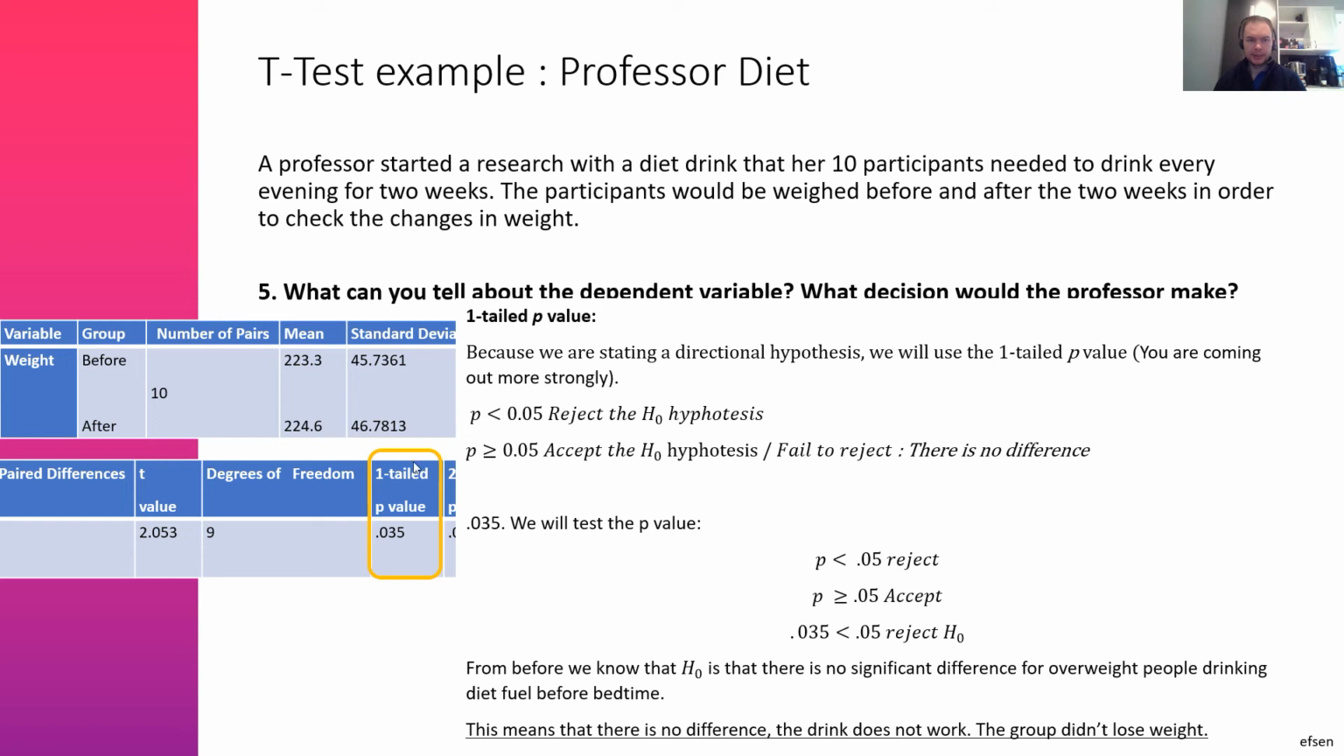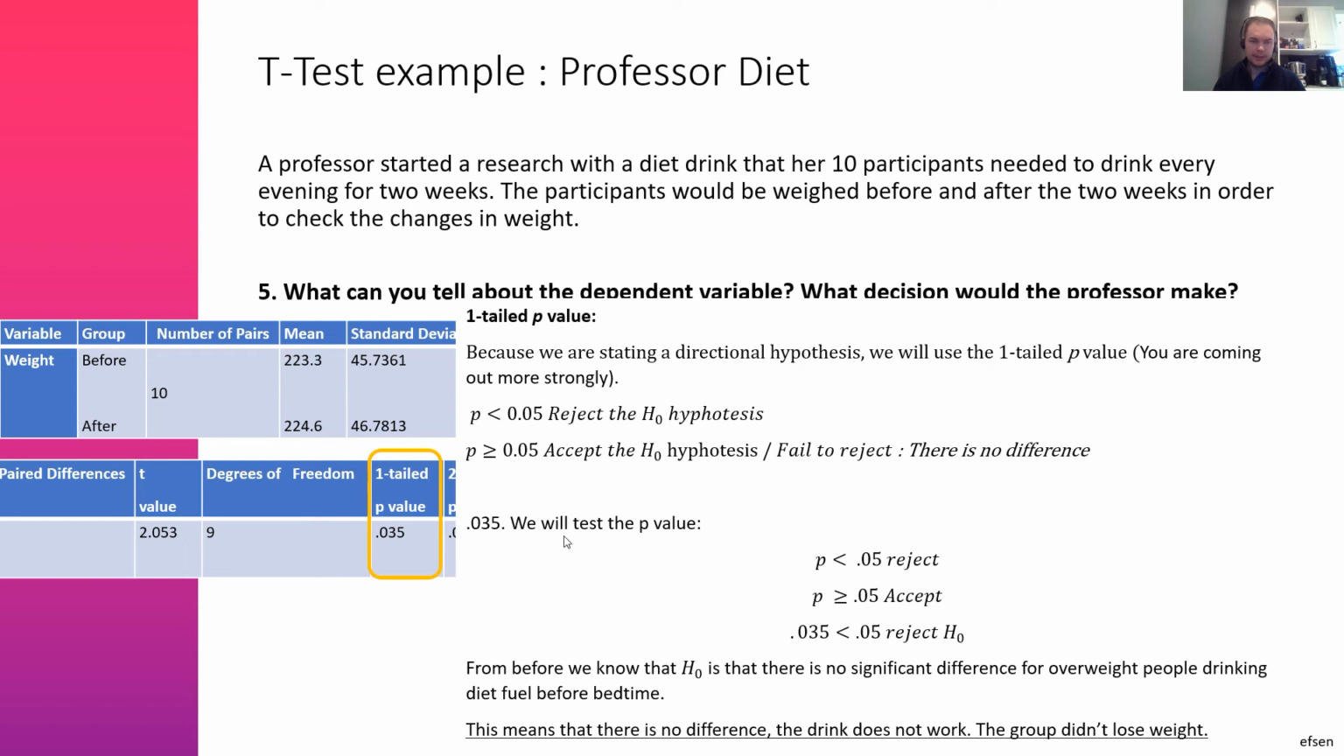So let's have a look at the one-tailed p-value. Because we are stating a directional hypothesis, we will use the one-tailed p-value. This means that you are coming out more strongly. If p is less than 0.05, we will reject the H0 hypothesis. If p is greater than or equal to 0.05, we will accept the H0 hypothesis. This means that we failed to reject. There is no difference. Here the number is 0.035.